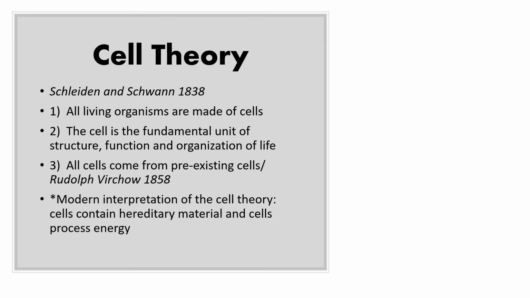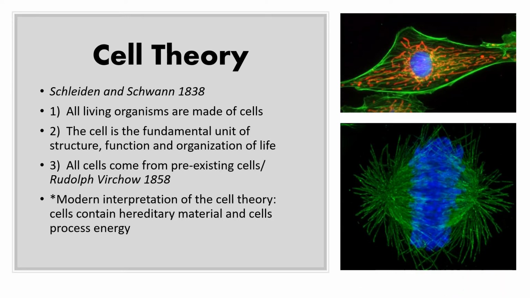Now, we have changed and modified the cell theory as we've gotten more and more information. And now the modern interpretation of the cell theory is that cells contain the hereditary material and cells process energy. So here we have 2 different cells that are very brightly colored. They don't normally look like this, but I like pictures that have a lot of color, so these have been added with fluorescence. But you can see the cells right here, and the cell is going to be the fundamental unit of life.